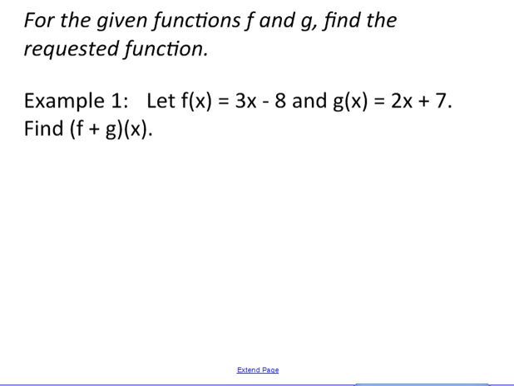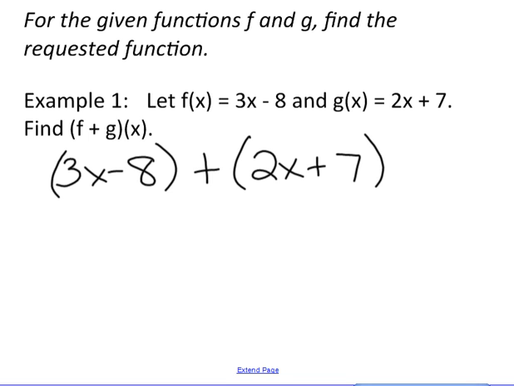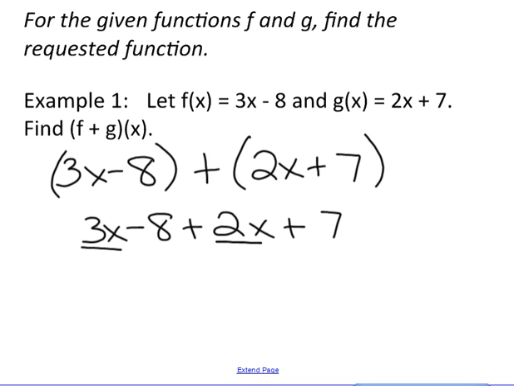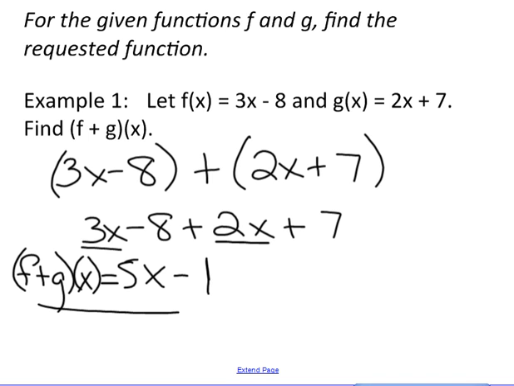So let's take our f function first. We have 3x minus 8. And we need to add our g function, which is 2x plus 7. The nice thing about adding is that we can just drop the parentheses. 3x minus 8 plus 2x plus 7, and combine like terms. So we have the 3x and the 2x, we're going to combine them. We have the negative 8 and the 7, we're going to add those together. And we would say f plus g of x is equal to 5x minus 1.